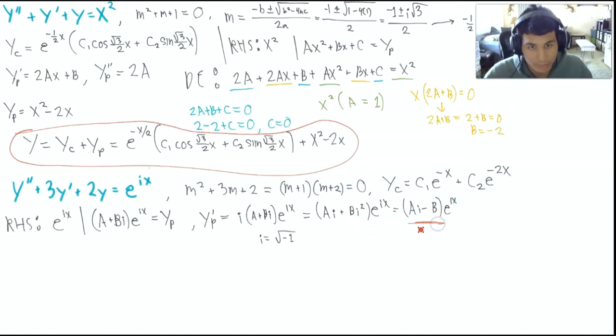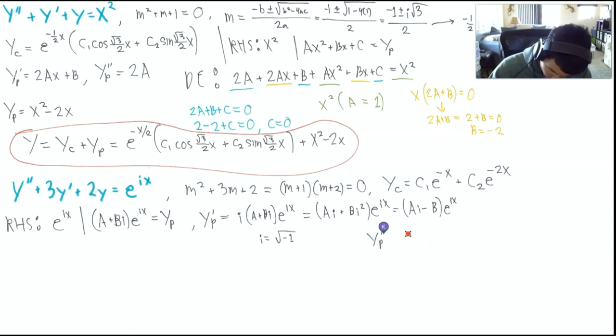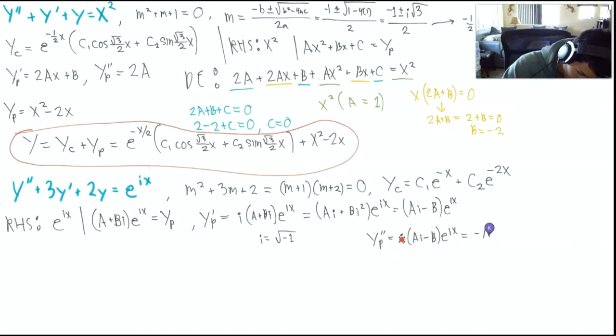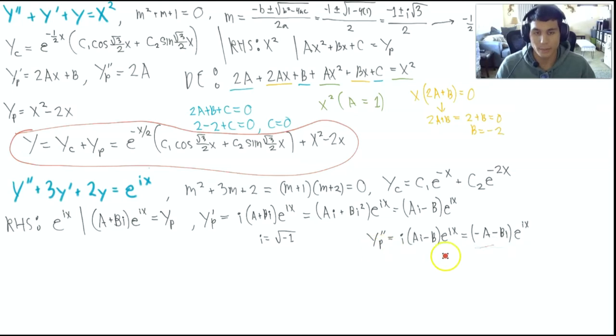So we need to take this derivative one more time. y double prime p is going to be i times ai minus b, e to the ix, which would be, okay, so if there's an i here and an i here, this would be negative a, right? It's going to be negative a. And so we'll write it as negative a minus bi, e to the ix. Okay, so now we can recreate this differential equation using this and this, actually.